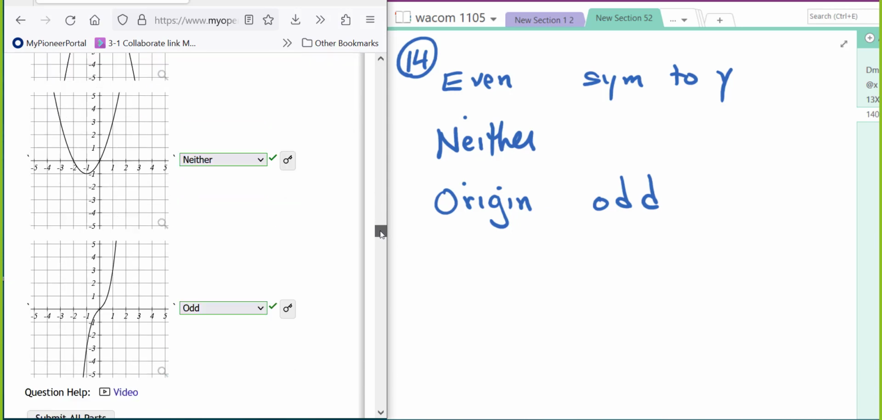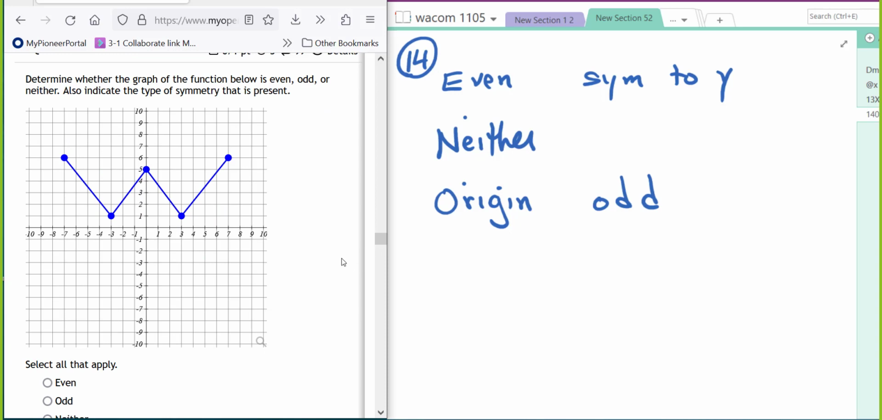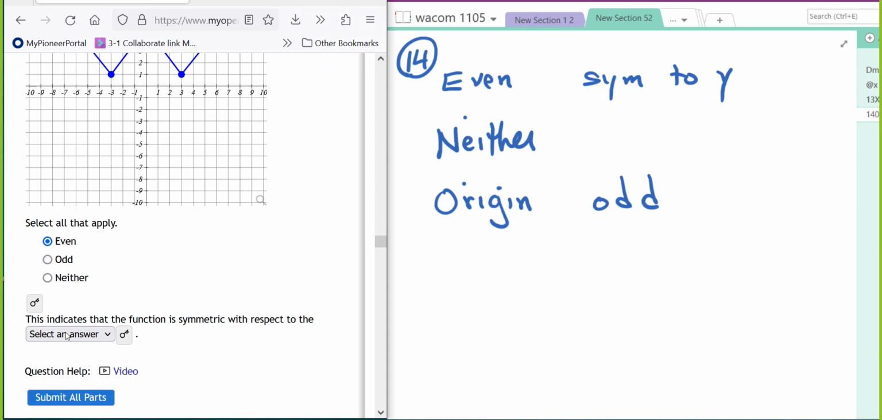That's 14. Let's see about 15. All right, so just kind of looking at it, it does flip across the y-axis, so it's going to be even. It is not odd. It does not give you the same picture in quadrants on the diagonals there. So it's not going to be odd, and it has some symmetry, so it's not going to be even. So this is symmetric with respect to the y-axis when it's even.